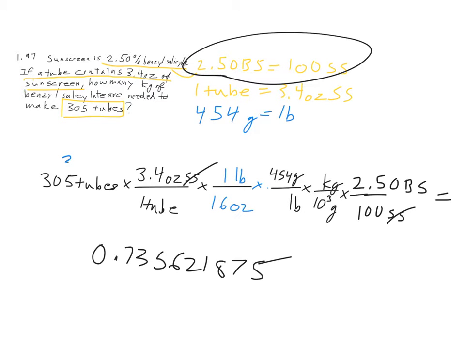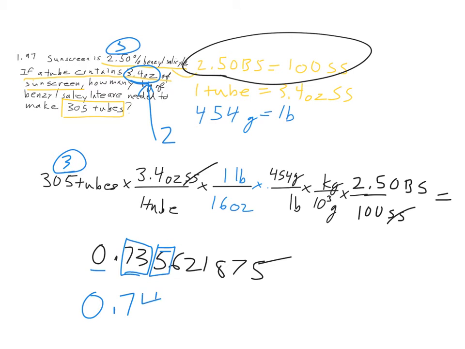It looks like I've got 3 sig figs there, 3 sig figs there, and ooh, I did not copy it down wrong. If I look there, I've got 3.4. That's really only 2 sig figs. So it should be 2 sig figs, round on the basis of that one. So my answer should be 0.74 kilograms.